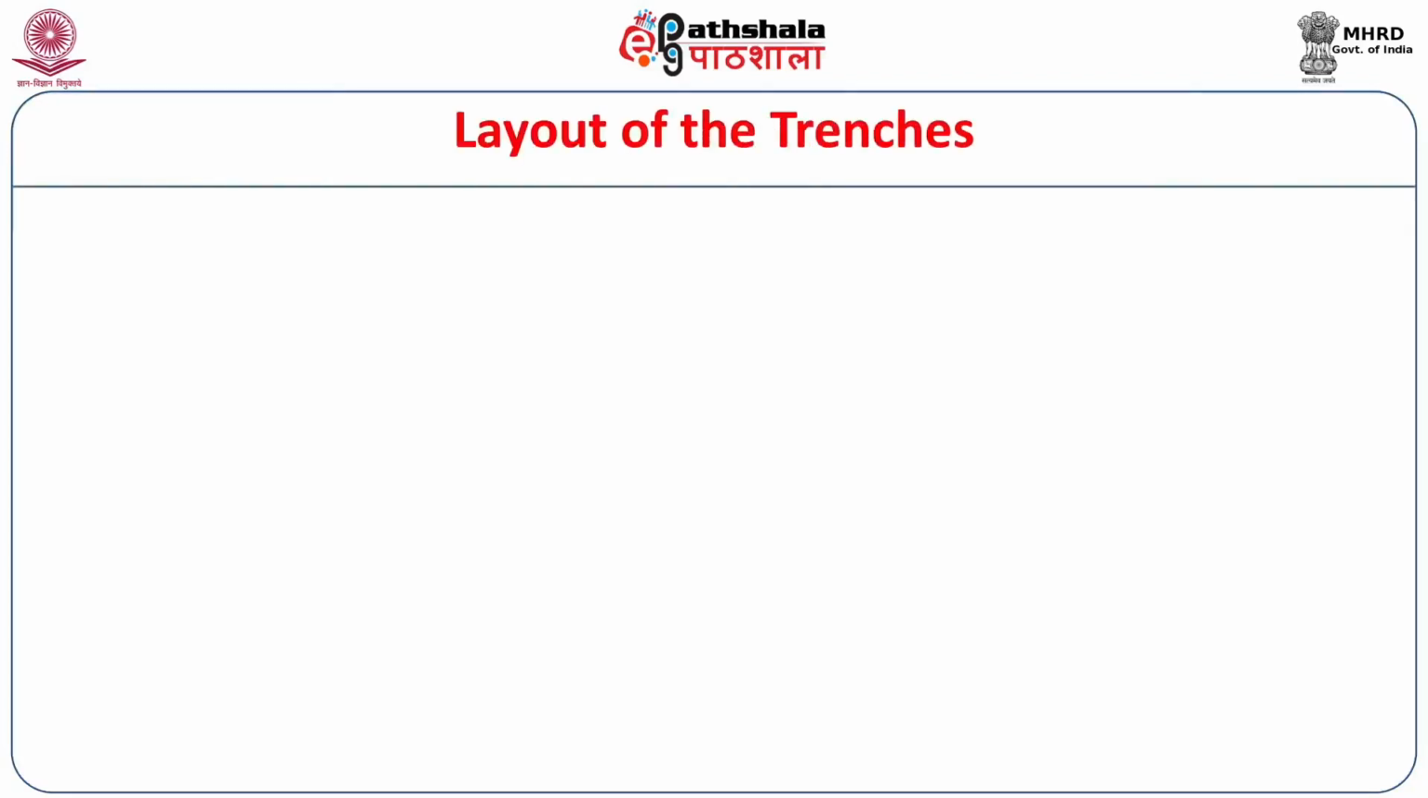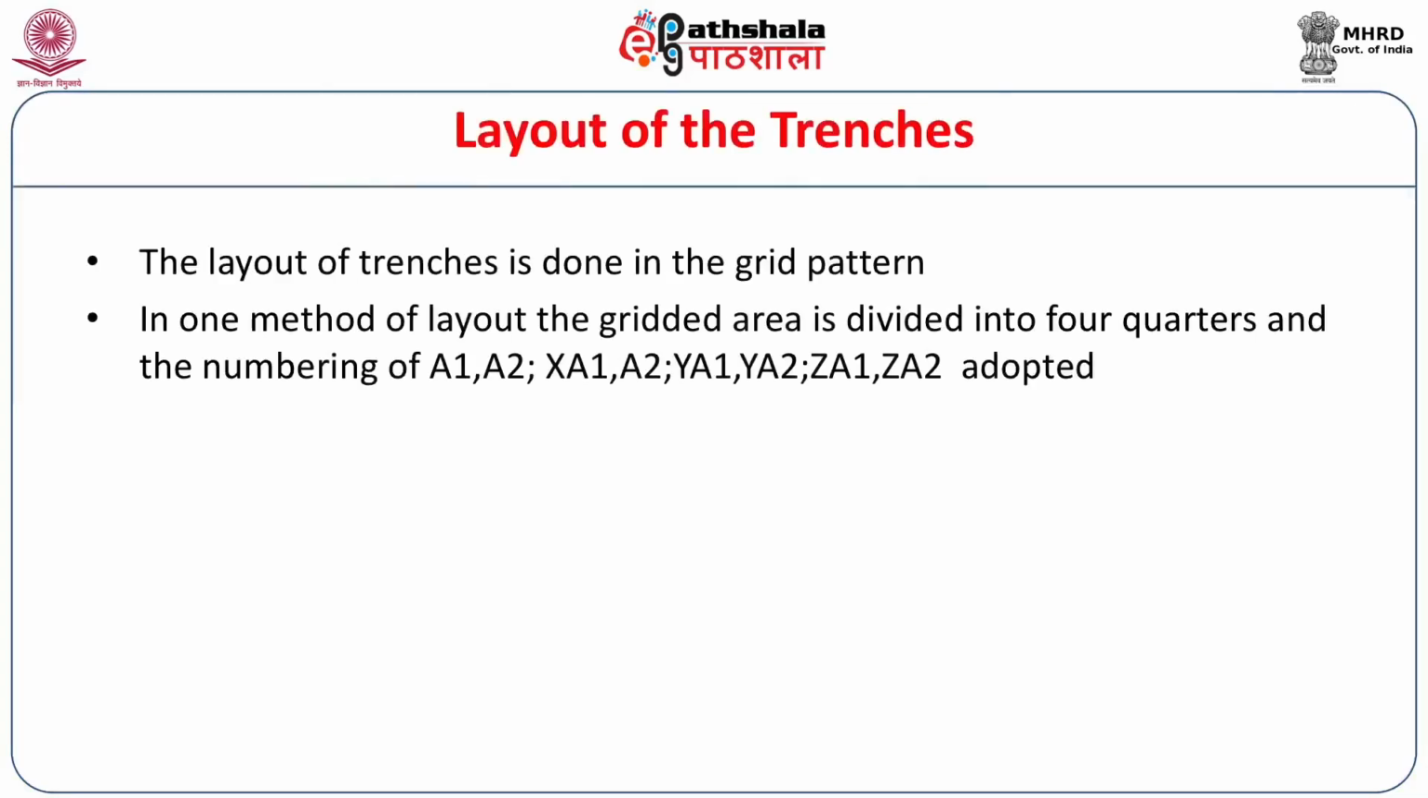Then, coming to the layout of trenches, there are several methods. Several scholars have suggested different ways of laying out the trenches. According to one method, the site area is divided into 4 quadrants or 4 quarters, and then the trenches are numbered as A1, A2, B1, B2. In other quarters, they make it X, and the other quarter Y, and the third quarter Z. This is one way of laying out the trenches, and it is not necessary that one has to adopt this particular way of laying out the trenches.